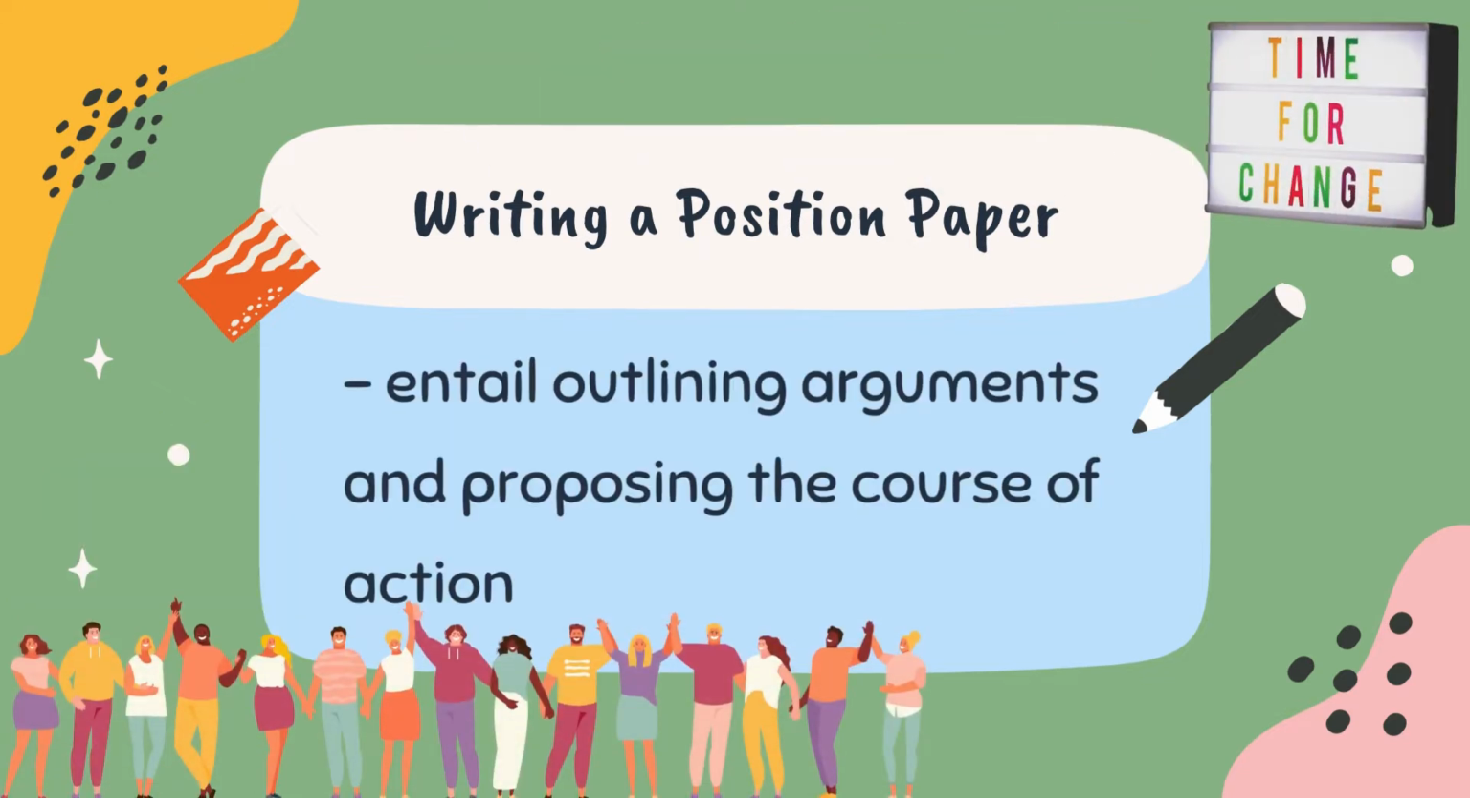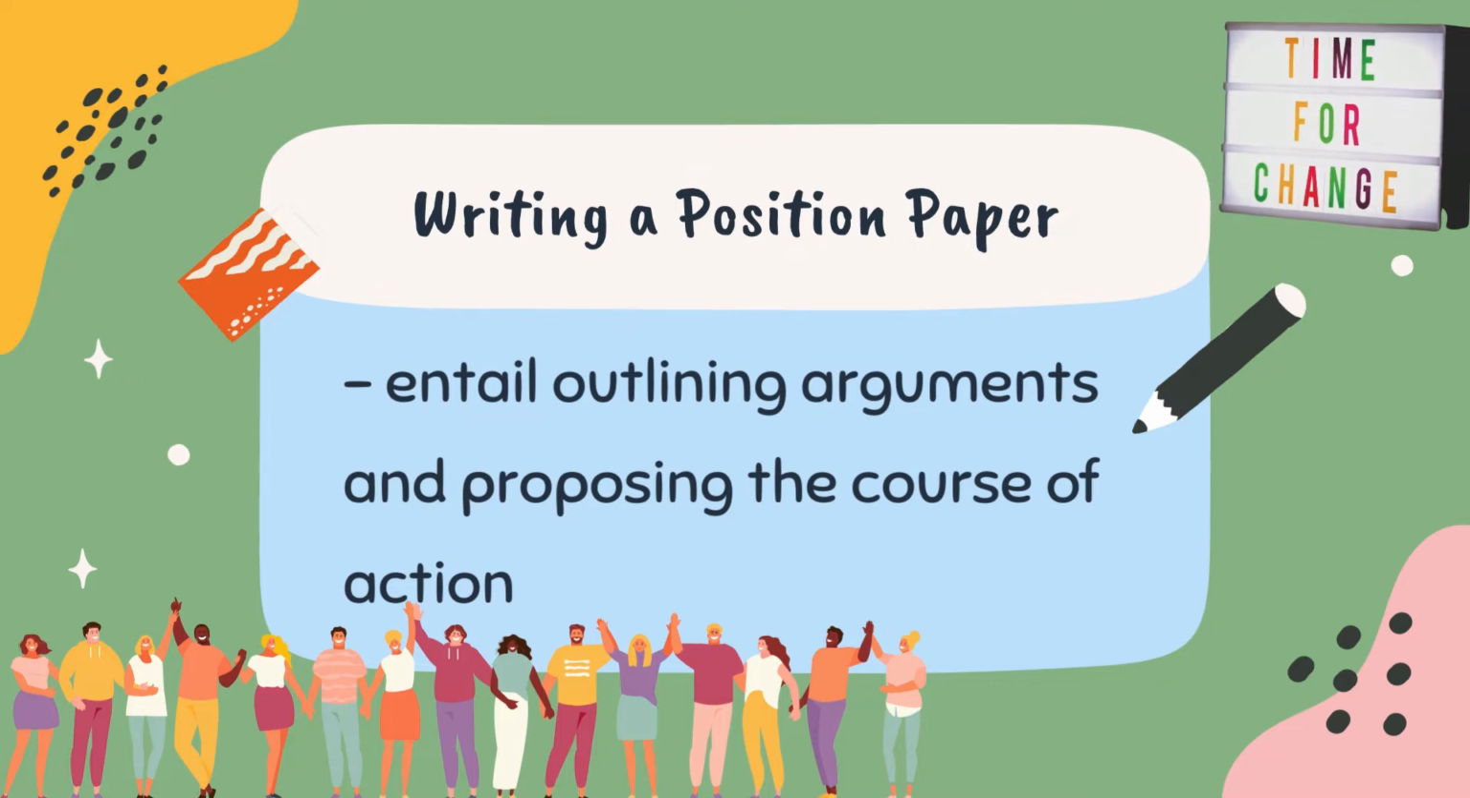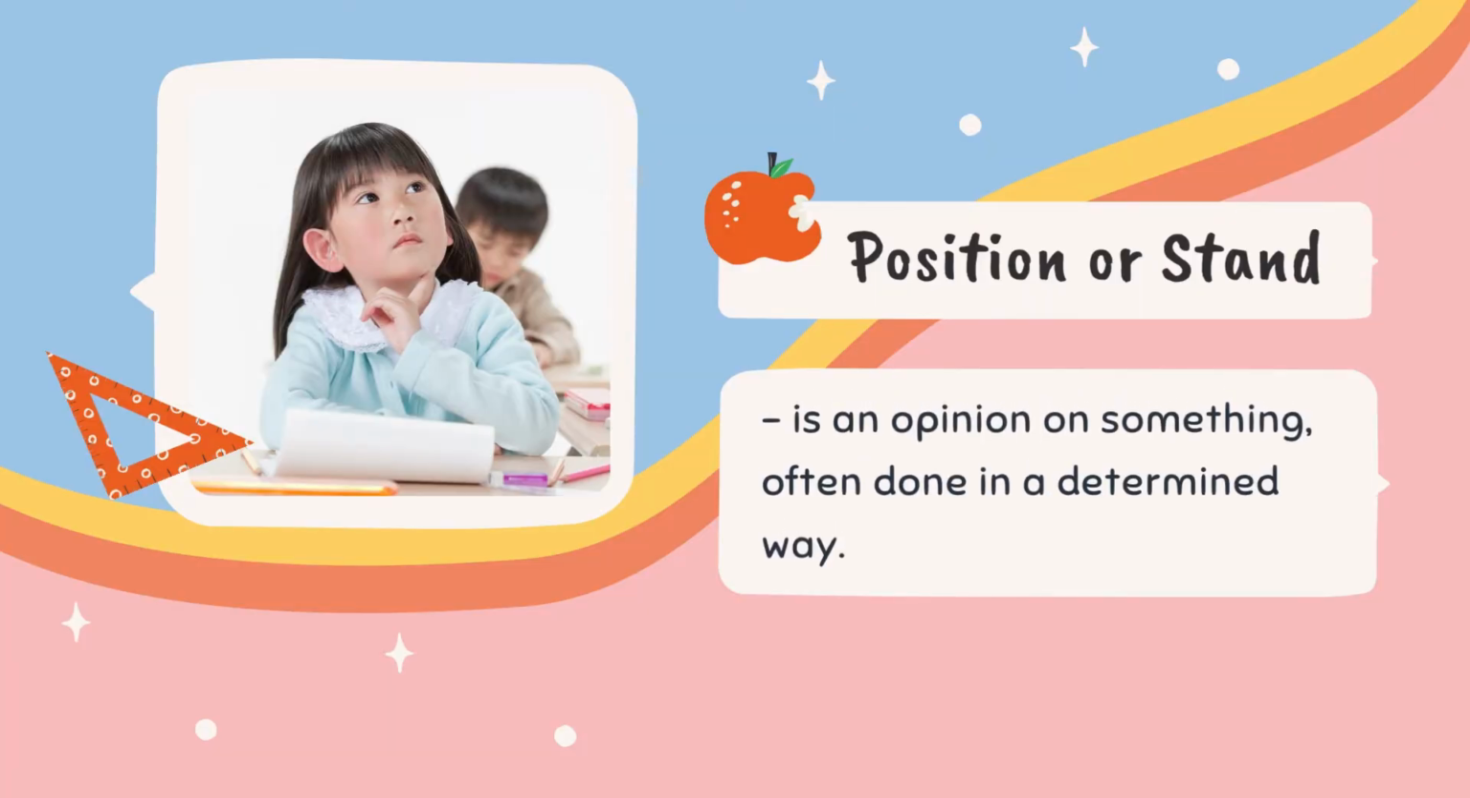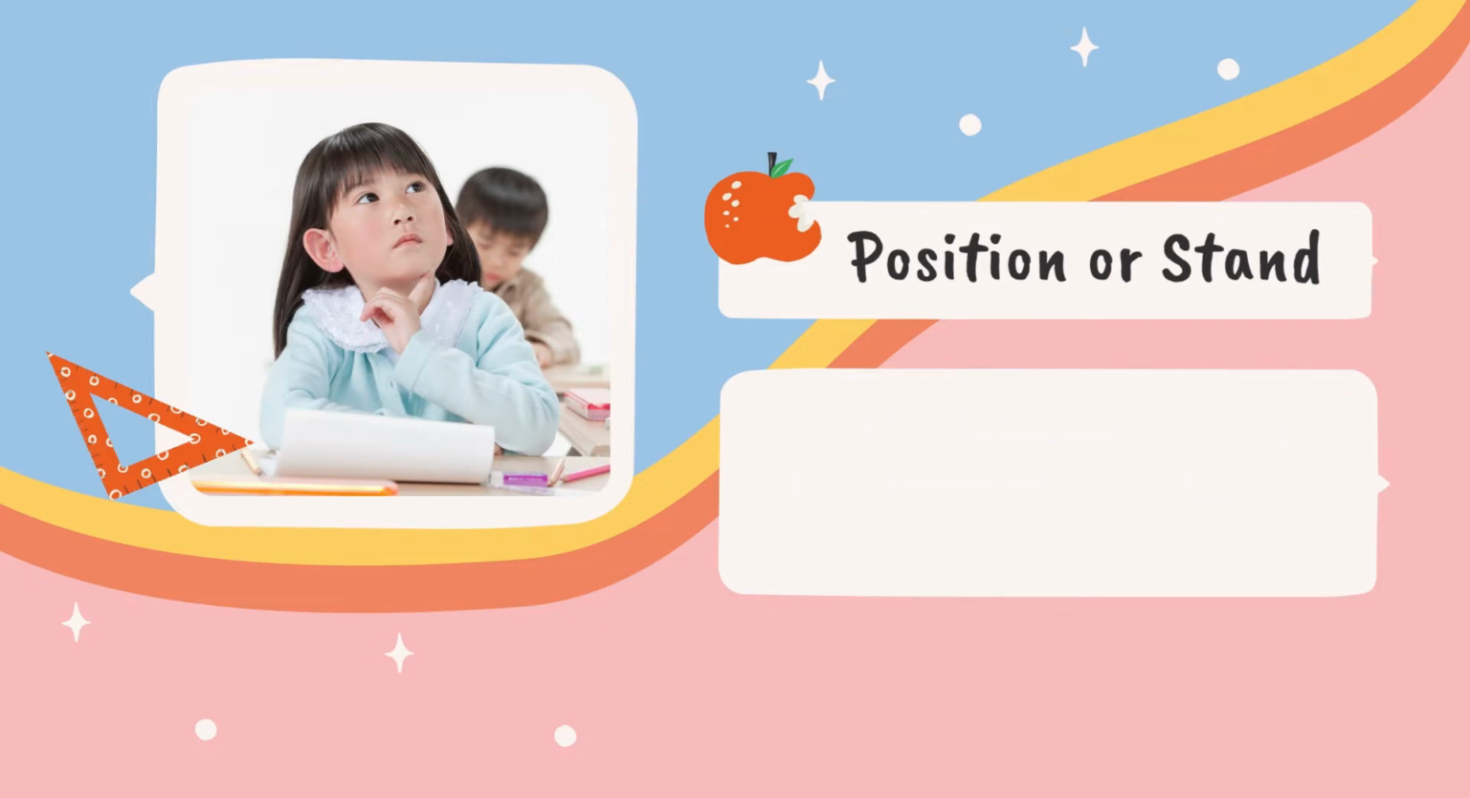Because of this, a position paper can be an essential tool in bringing about societal change. For example, if you do not agree with a certain issue or rule, you can write a position paper to reflect your point of view. When writing a position paper, you should have your position or stand. Position or stand is an opinion on something, often done in a determined way. This means it is your belief as a writer.